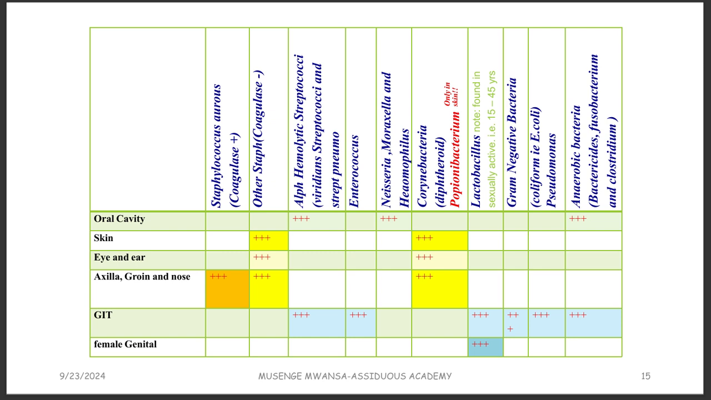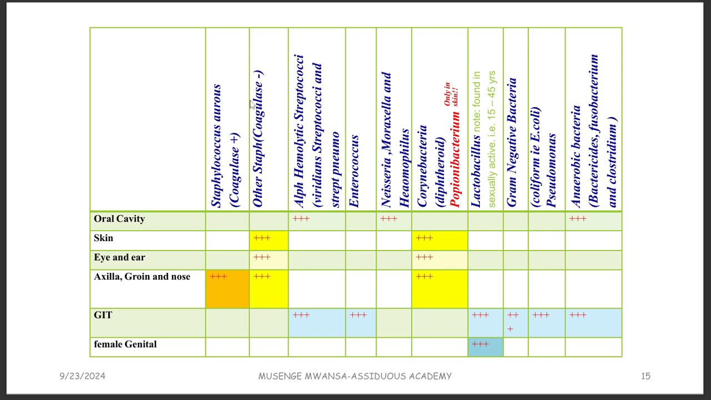First, what did I mention? If you go to the gram positives, if you use catalase, if it is positive, that is Staphylococcus. If it is negative, that's Streptococcus. If you go to the same Staphylococcus, you use coagulase. If it is positive, then that is Staphylococcus aureus. If it is negative, then it is the others.